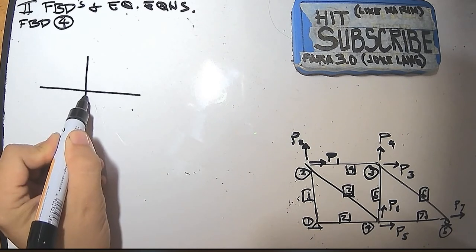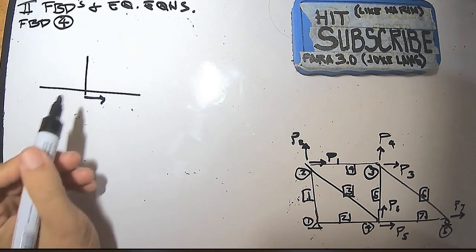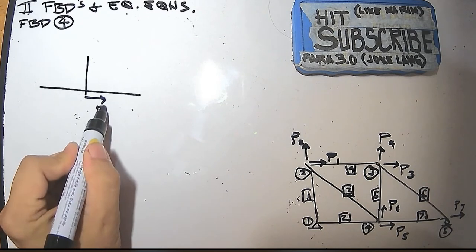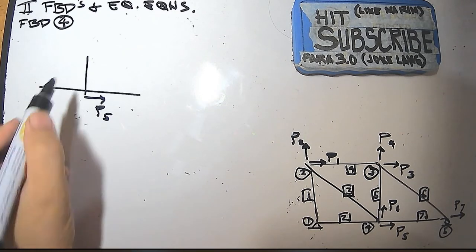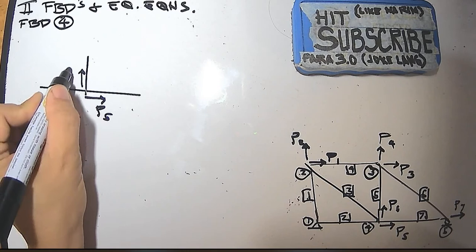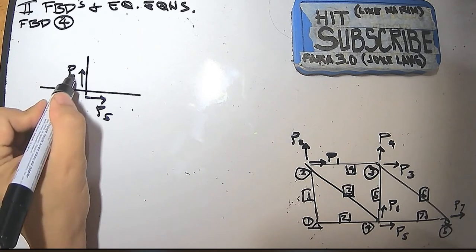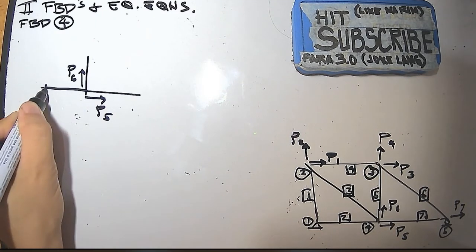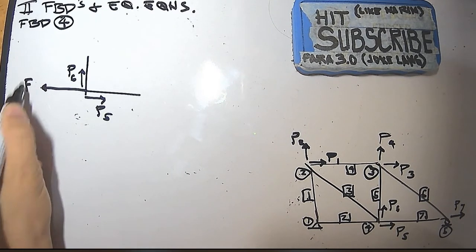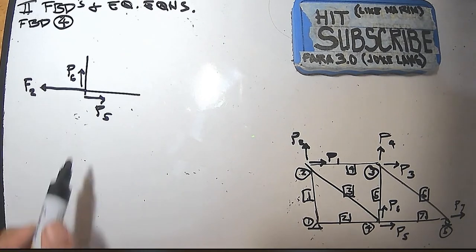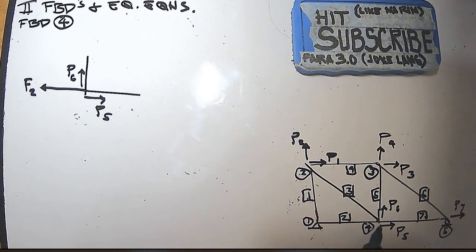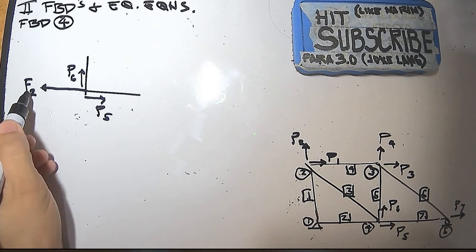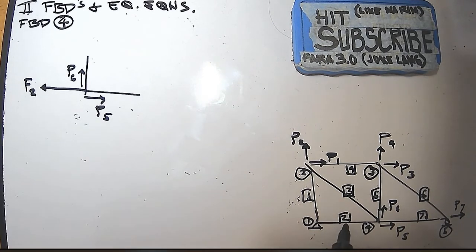Remember na meron tayong P5. Tapos, merong P6. Tapos, this now becomes F2. Okay? So, dito tayo sa joint 4, yung force na yan, magiging F2. Remember na yung subscript 2 pertains to your member numbering.